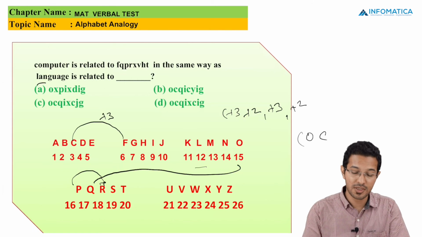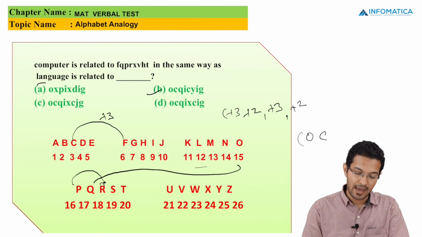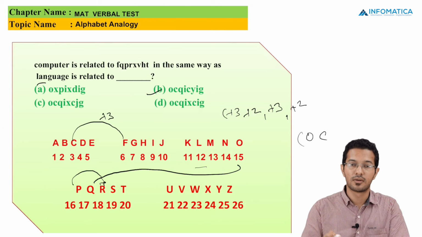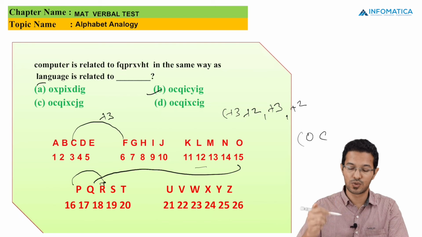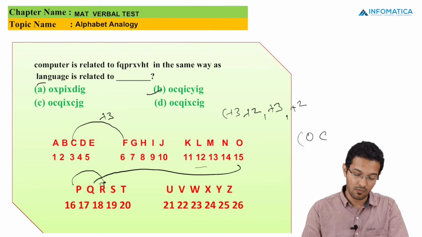So let's check the options. We are having O and C in option B, option C and option D. So we have to check it out. N is related to what? As I had said, we are going for the alternate pattern, which is plus 3, plus 2 and so on. So if I add 3 to N, what do I get?